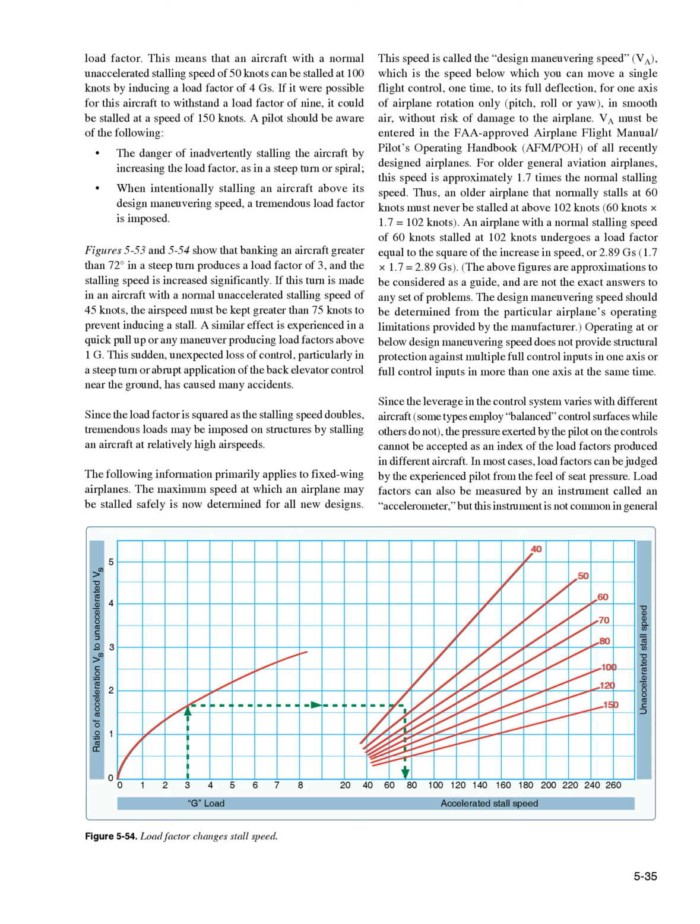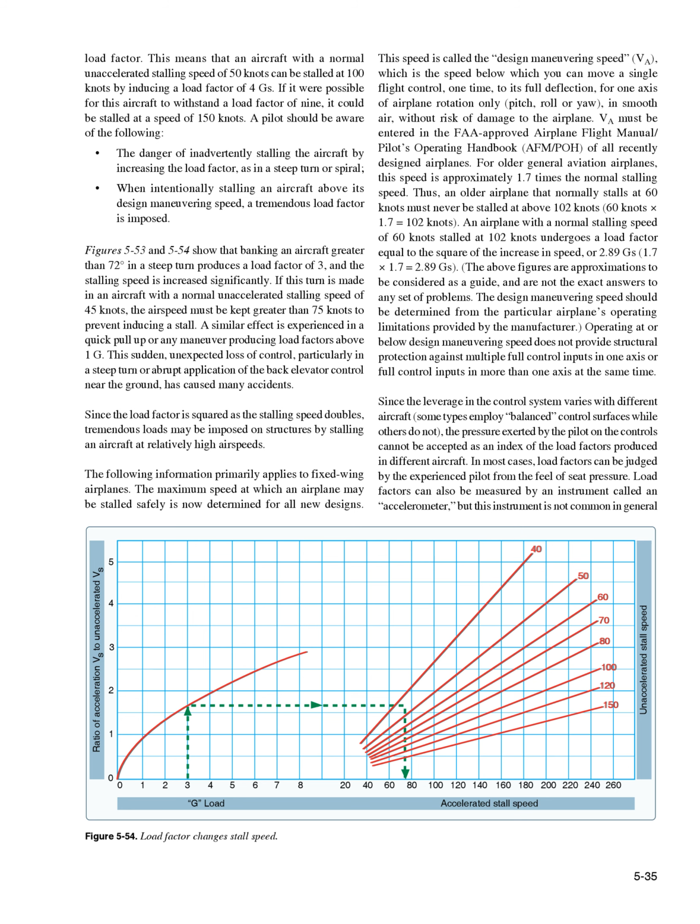For older general aviation airplanes, this speed is approximately 1.7 times the normal stalling speed. Thus, an older airplane that normally stalls at 60 knots must never be stalled at above 102 knots, 60 knots times 1.7 equals 102 knots. An airplane with a normal stalling speed of 60 knots stalled at 102 knots undergoes a load factor equal to the square of the increase in speed, or 2.89 Gs, 1.7 times 1.7 equals 2.89 Gs.